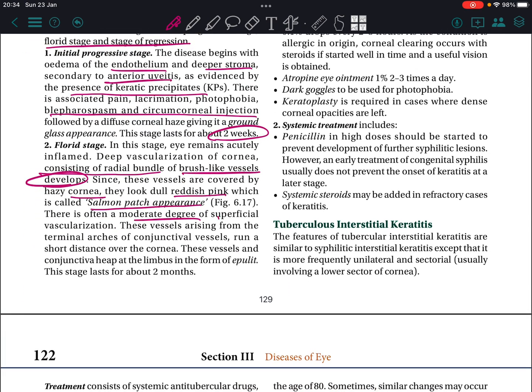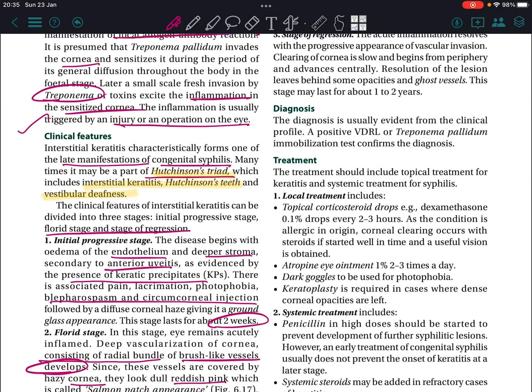There is often a moderate degree of superficial vascularization. These vessels, arising from terminal arches of conjunctival vessels, run a short distance over the cornea. These vessels and conjunctival vessels heap up at the limbus in the form of a palisade. This stage lasts for about 2 months.